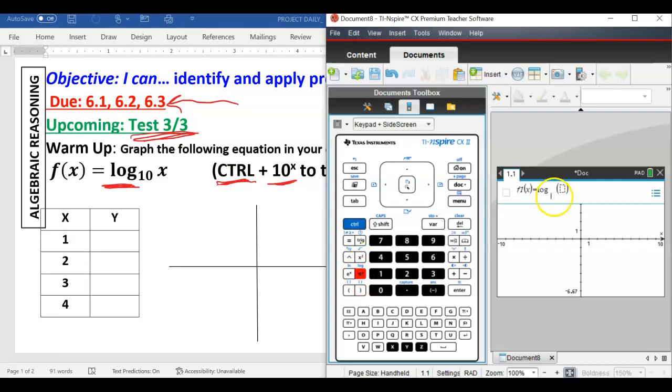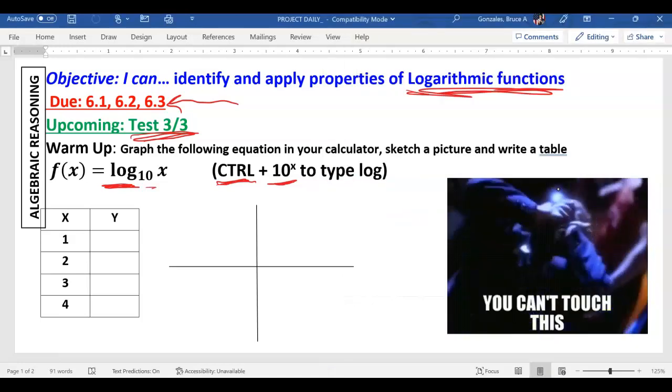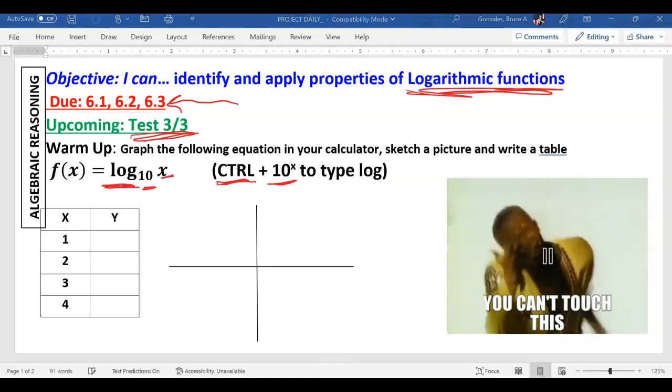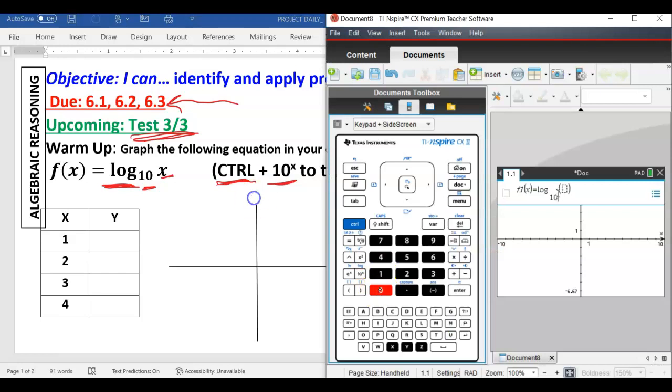There should be like a little log word on top of it. Once I press that, you can see over here, you got two boxes for the two numbers. I do have two things: I got 10, and I got x. So I'm gonna type 10, go to the right, put an x, hit enter. And now I have this function that looks like it's going down, down, down, but never touching the y-axis, okay?